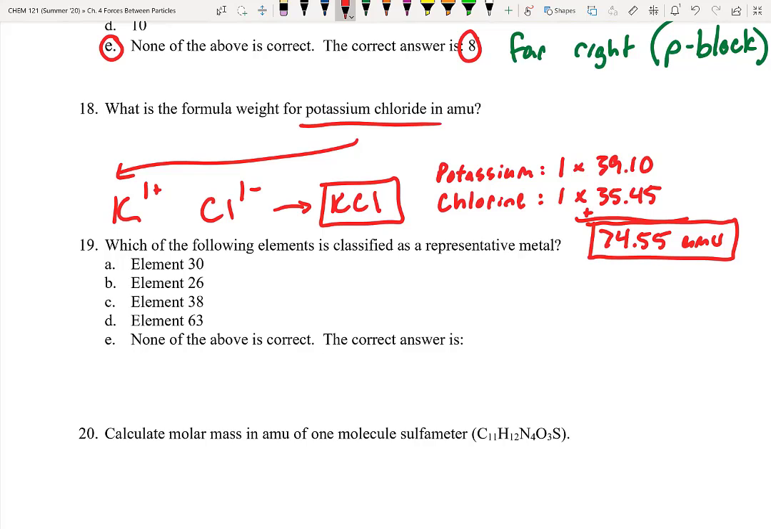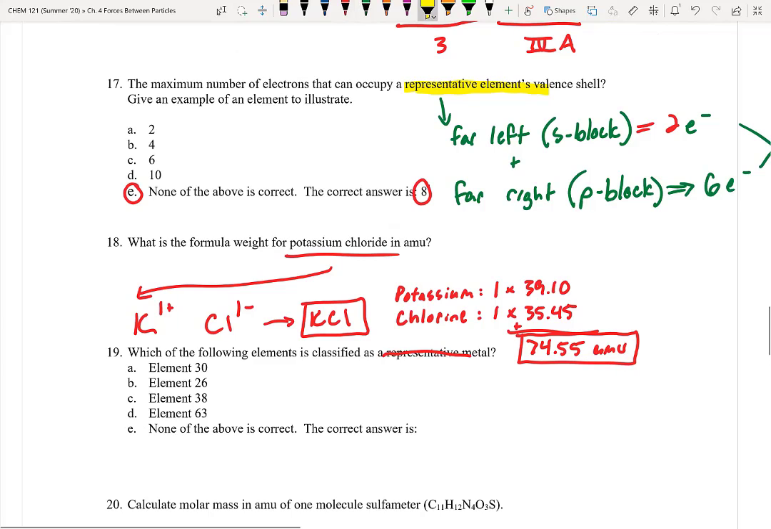All right, number 19, again gets back to the representative element question, where we said that a representative element is going to be anything that resides in the S or the P block, meaning the far left or far right-hand side of the periodic table. So let's first check element 30. I'm going to pull that up on my periodic table. Element 30 is zinc. It looks like it's in that middle portion of the table. So we said the middle portion doesn't count, right? So I'll cross that out.